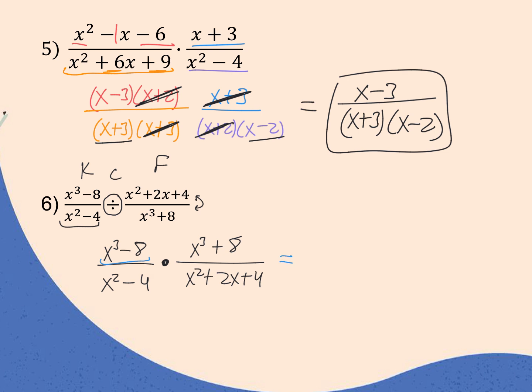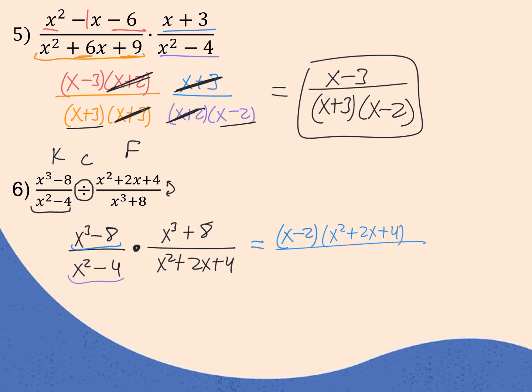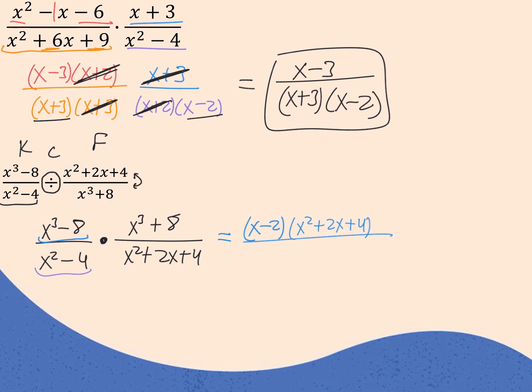So that's going to be x minus 2, right? This is the pattern, the same, opposite, always plus. So this is going to be an x minus 2, x squared plus 2x plus 4 on the top. And it looks like the bottom is the difference of perfect squares, right? X squared minus 4 is going to get you an x plus 2, x minus 2.